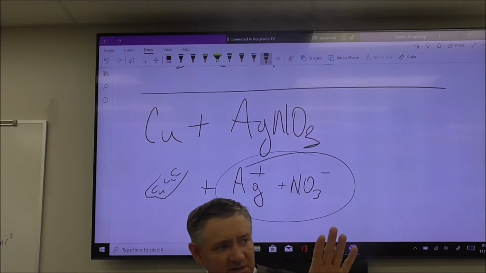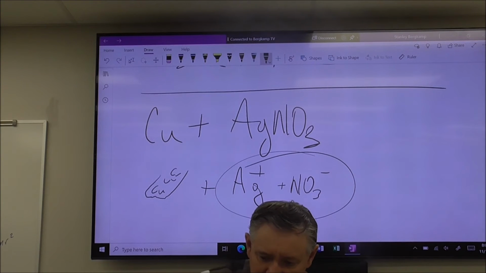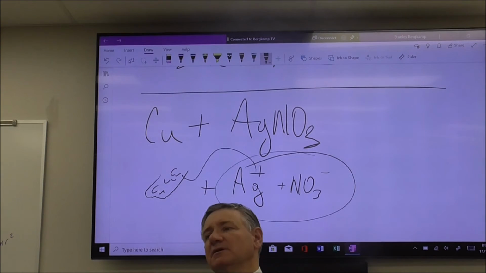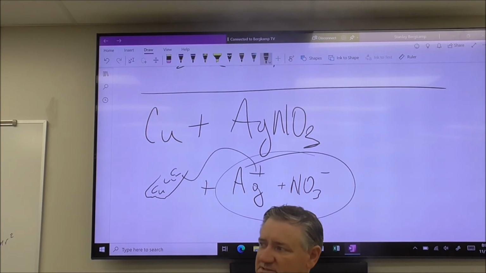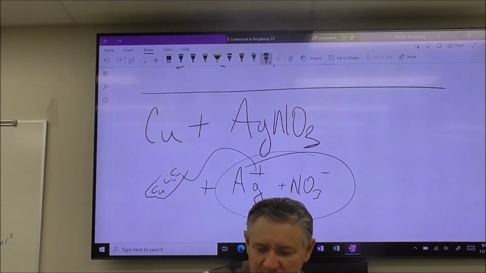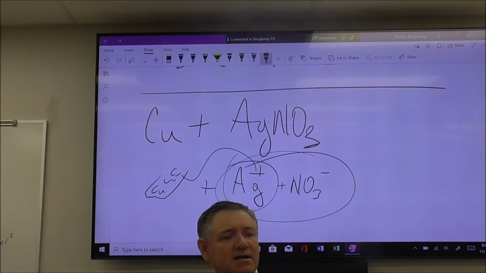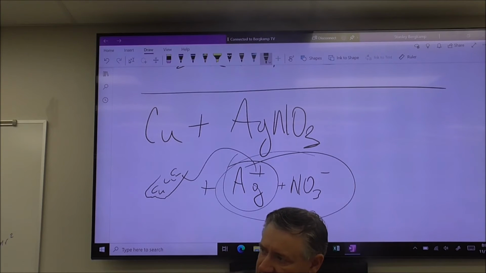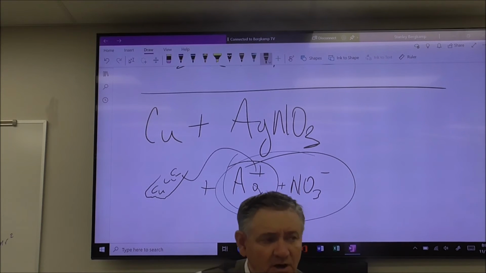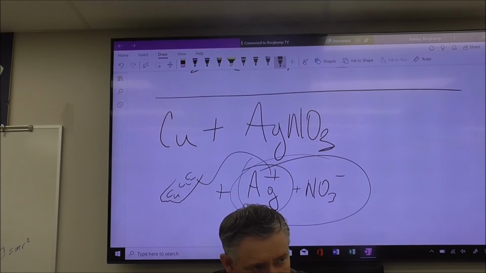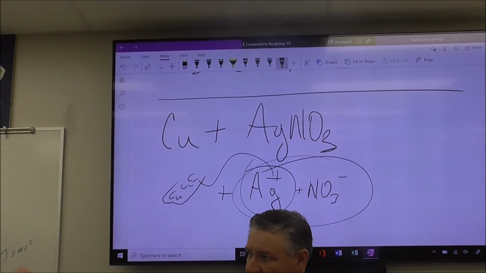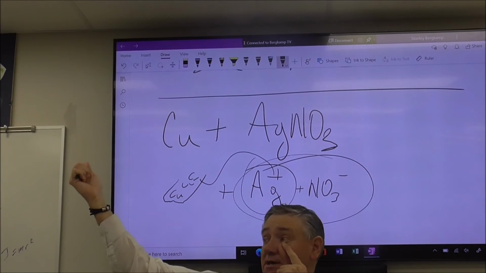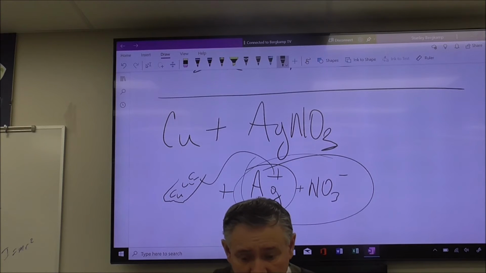So basically what's going to happen in this reaction is the silver is going to come along to the copper and go, yo, sup, it's a single displacement reaction. The silver is more reactive than the copper is. So the silver is going to take electrons away from the copper, it's going to bond with the nitrate, and then the copper is going to go into the solution.